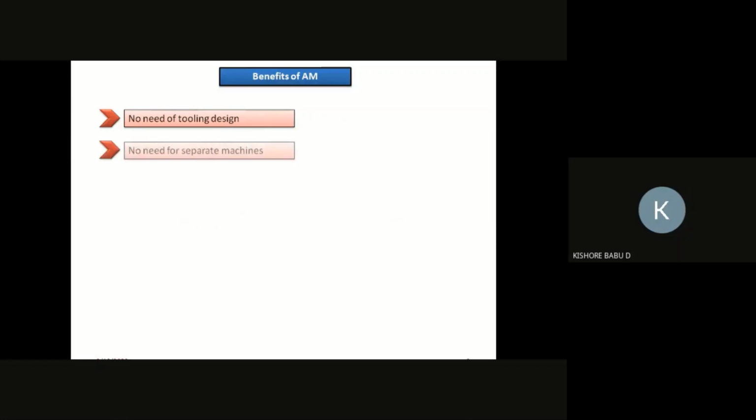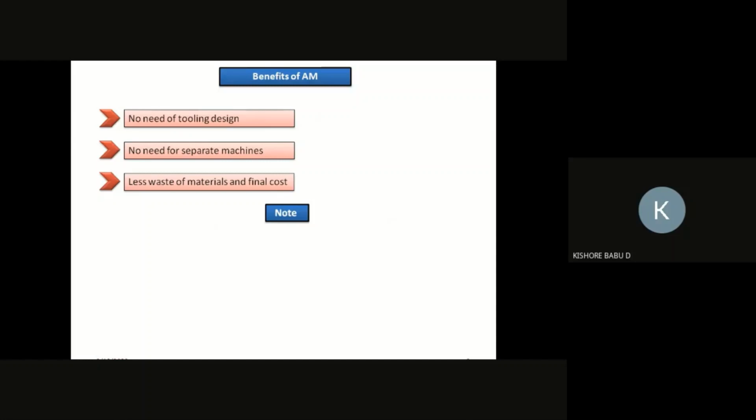Benefits of additive manufacturing technology. The first benefit is no need of tool design, no need of separate machines, and less wastage of material and final cost.